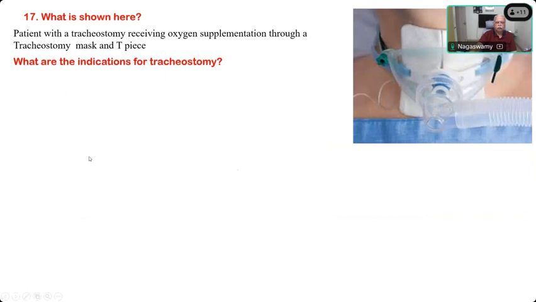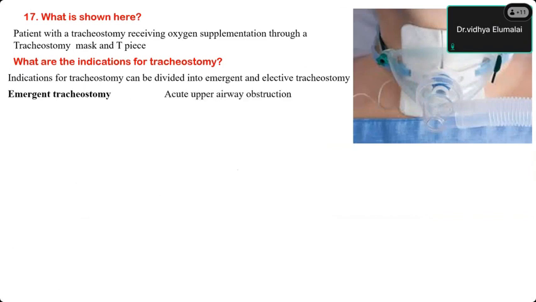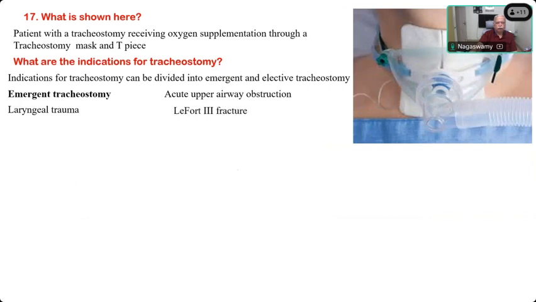What are the indications for tracheostomy? It is classified into elective and emergent. So, emergent tracheostomy indications. Sir, facial injury, upper airway obstruction, difficult airway. So, acute upper airway obstruction due to any reason. Yes. Can be laryngeal trauma. Third is Le Fort fractures. They're all a part of facial injury.